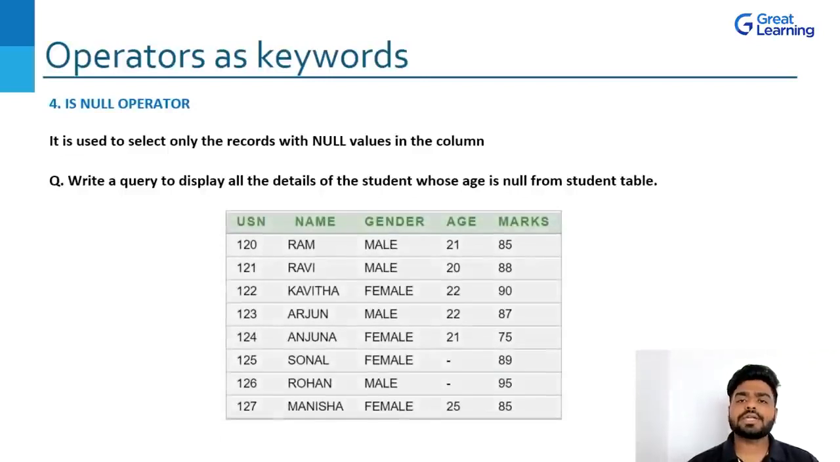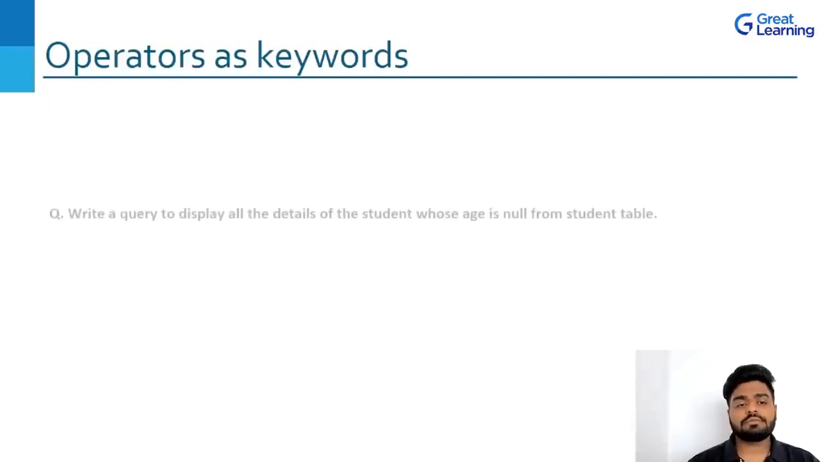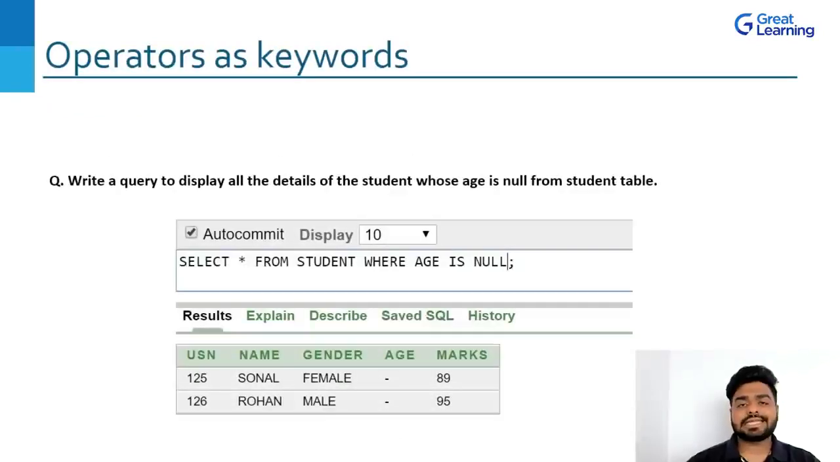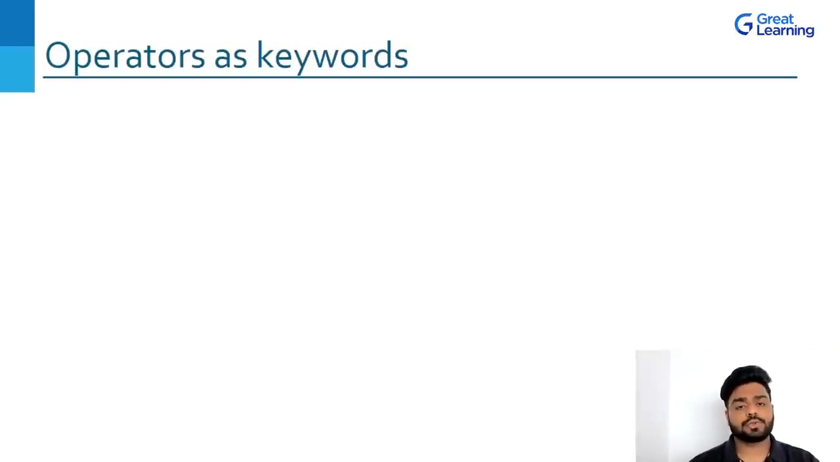So let's consider a new table, because in the previous table we did not have any null values. In this table we have null values for USN 125 and USN 126. So we have a particular age column where null values are there, and we need to write a query to display all the details of the student whose age is null from the student table. So what will be the query? The query will be select star from student where age is null. Wherever the age is null, that particular detail will be shown to you.